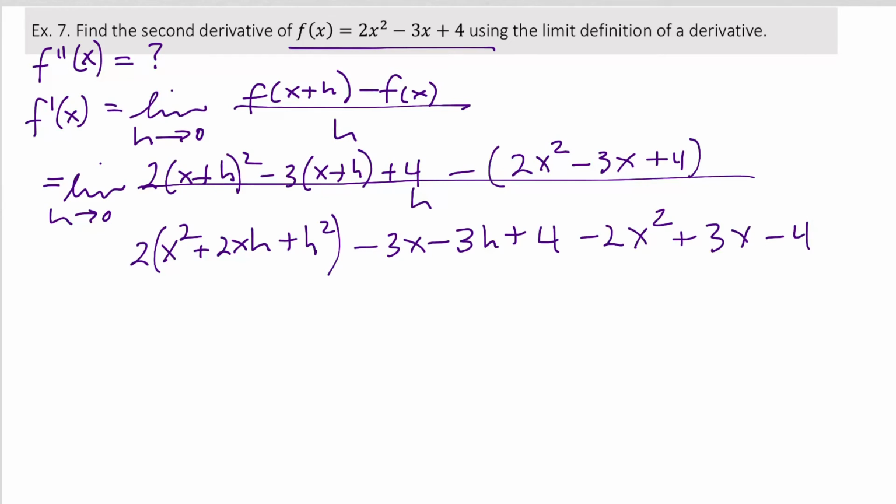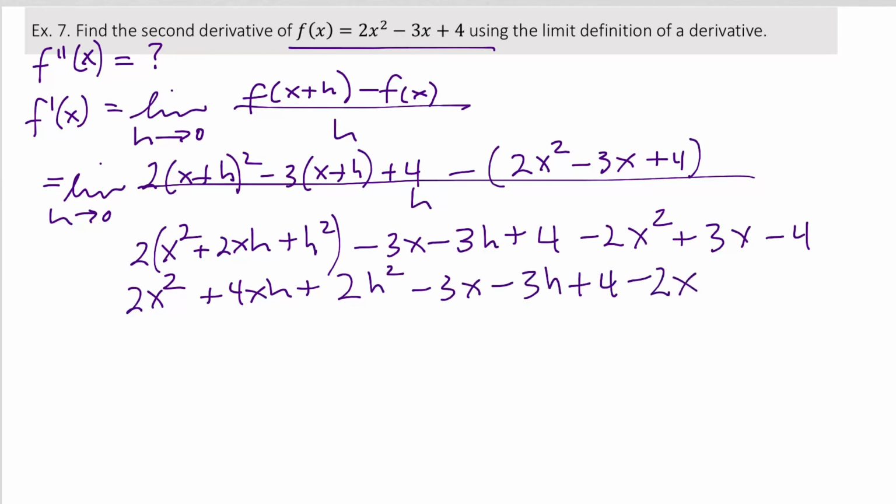All right, that's just my numerator there. So let's go ahead and finish simplifying the numerator, then we'll put it all back together. So this is 2x squared plus 4xh plus 2h squared minus 3x minus 3h plus 4 minus 2x squared plus 3x minus 4. So what can we cancel here? 2x squared, 4, 3x. So that leaves us with 4xh, 2h squared, minus 3h in my numerator.